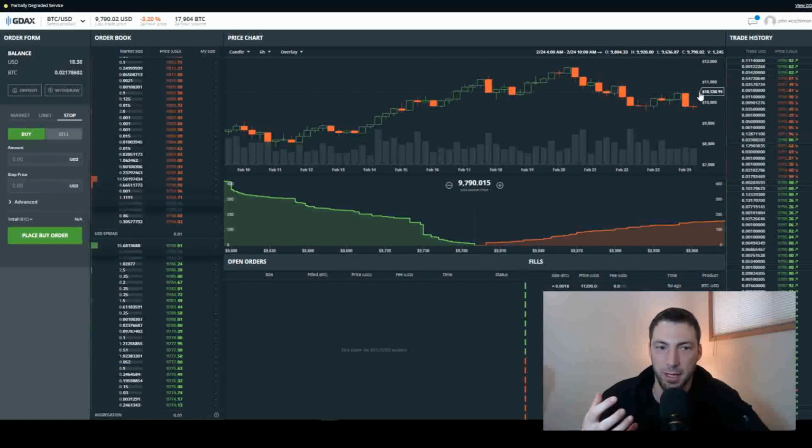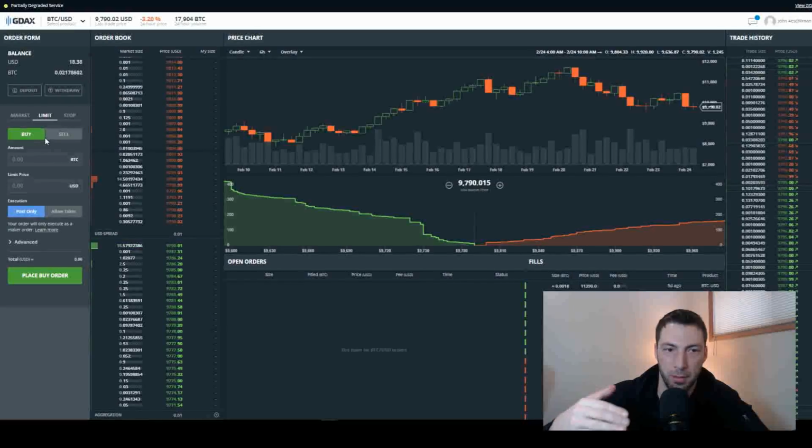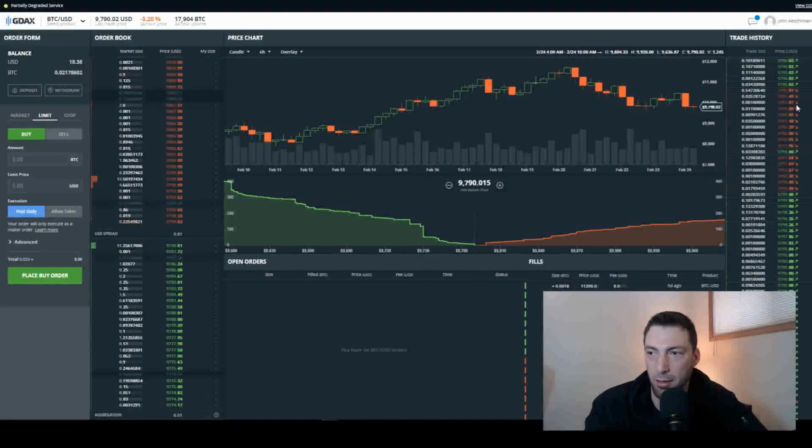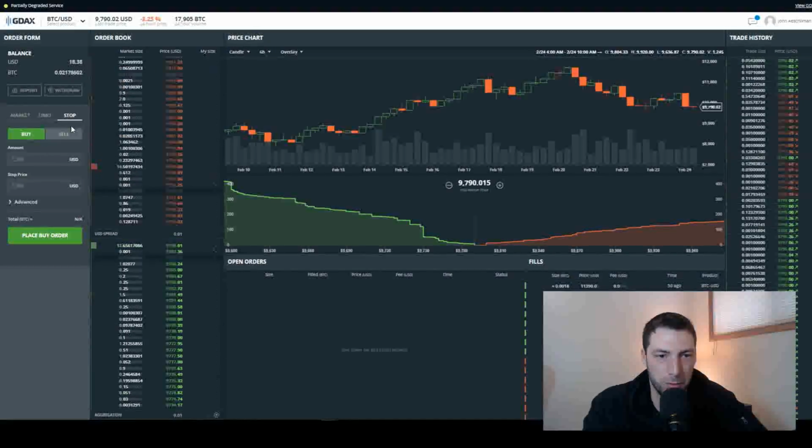But the fundamental thing is, when you do a limit buy, you set it lower than the current price. So I would use a limit buy to set a buy anything lower than 9,790. When I do a stop buy, I'd have to set the buy higher than the current price. And yeah, hopefully that makes sense. And so let's go to sell.